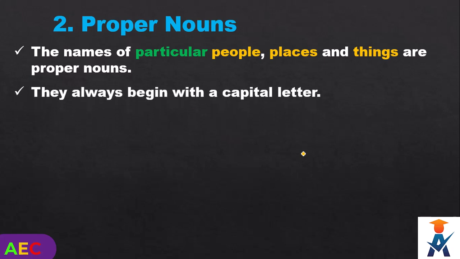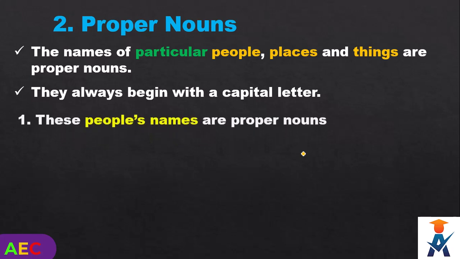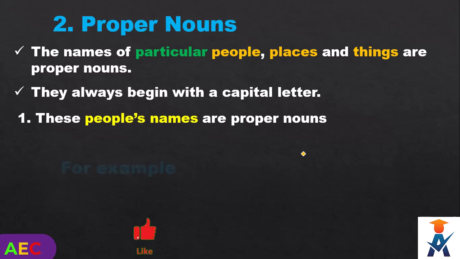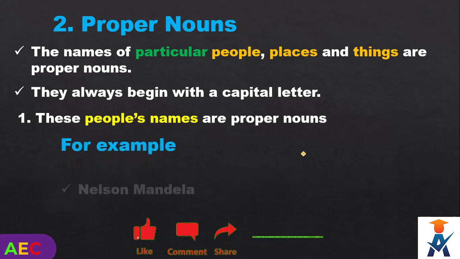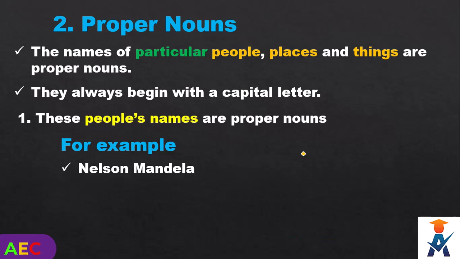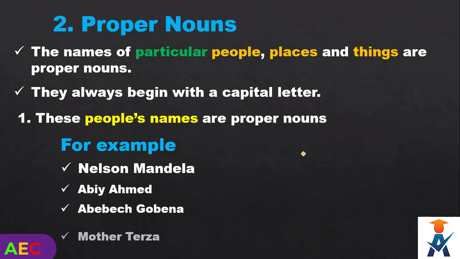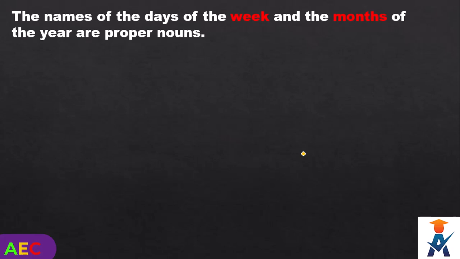They always begin with a capital letter. People's names are proper nouns. For example: Nelson Mandela, Abiy Ahmed, Abebech Gobena, Mother Teresa, Muhammad Ali. The names of days of the week and months of the year are proper nouns.